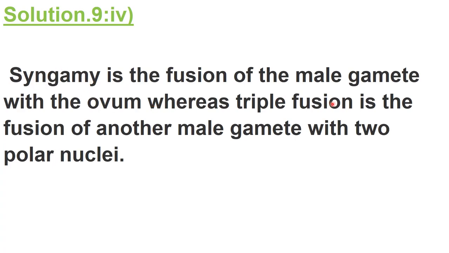Whereas triple fusion is the fusion of another male gamete with two polar nuclei. Another male gamete fuses with the polar nuclei which are present in the center of the central cell in the embryo sac. So when another male gamete fuses with those polar nuclei, that process is called triple fusion, because three haploid structures are fusing here. So this is called triple fusion.